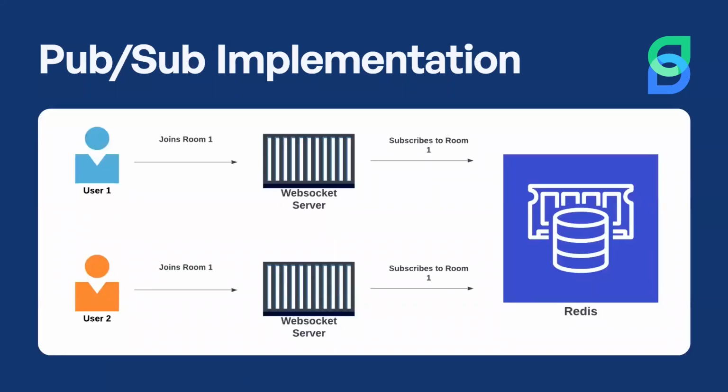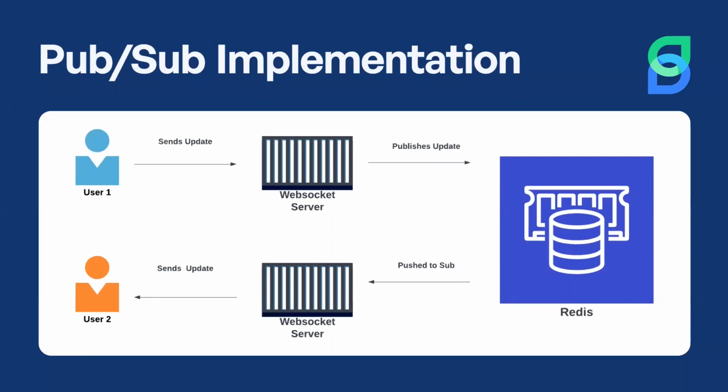When a user joins a room, the server will subscribe to the topic matching the room's ID. Here we have user 1 and user 2 joining the same room on different WebSocket servers. They both subscribe to the room through Redis. When user 1 updates the state of the room, the update is published to Redis. Redis will push the update to subscribed WebSocket servers.